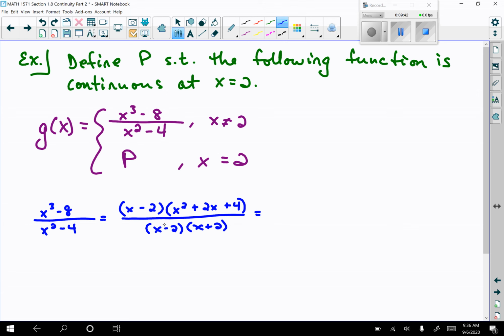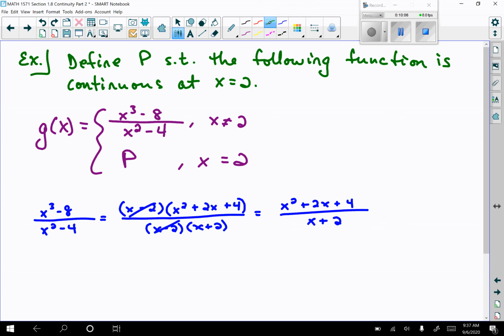And then this will just simplify. The x minus 2's will divide out. Because we do have this extra x plus 2 down here, it's still a rational function. So we just end up with x squared plus 2x plus 4 over x plus 2. So it's not just a simple line or parabola, but we're still going to get a hole. No matter what this graph is, we would still get a hole at x equals 2.